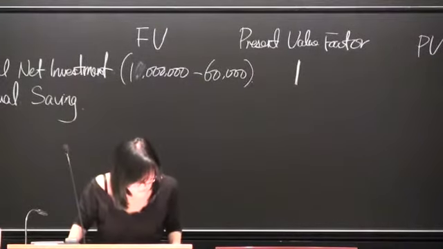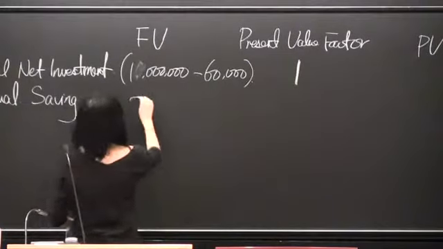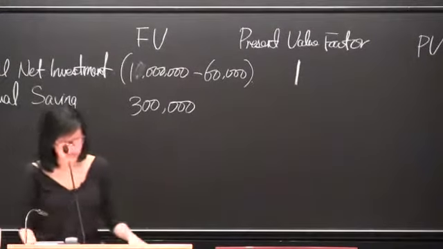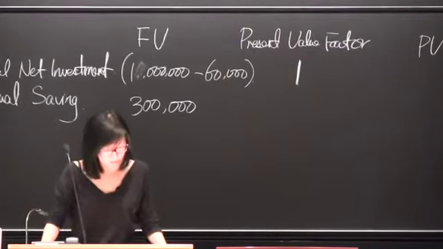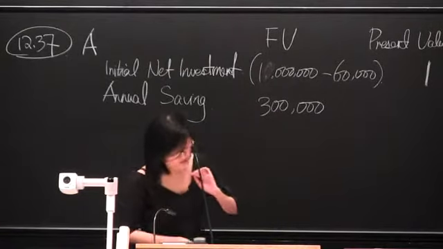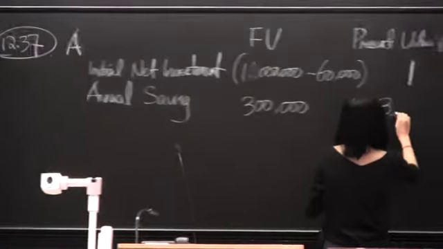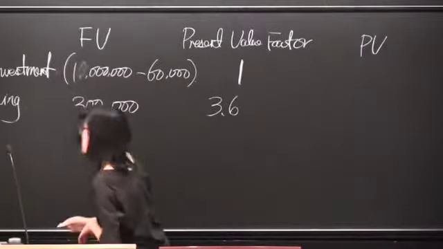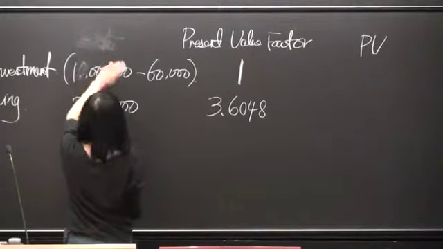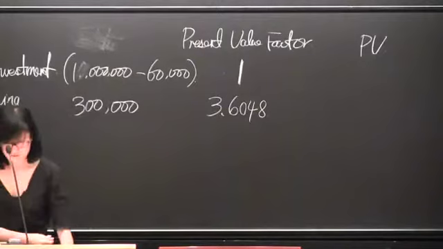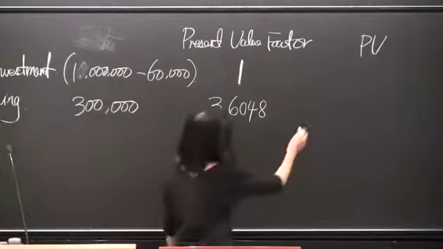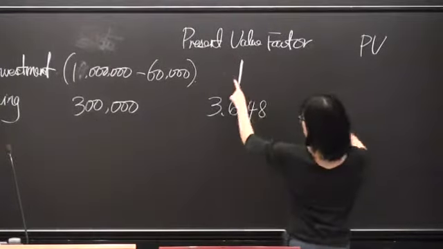Annual saving for the next couple years is $300,000. And they're saying that the useful life is 5 years. So if you go back to the chart, you'll find your present value factor is, what is it? Let me not confuse you guys. After you know this factor, it tells you the present value, basically this times this.